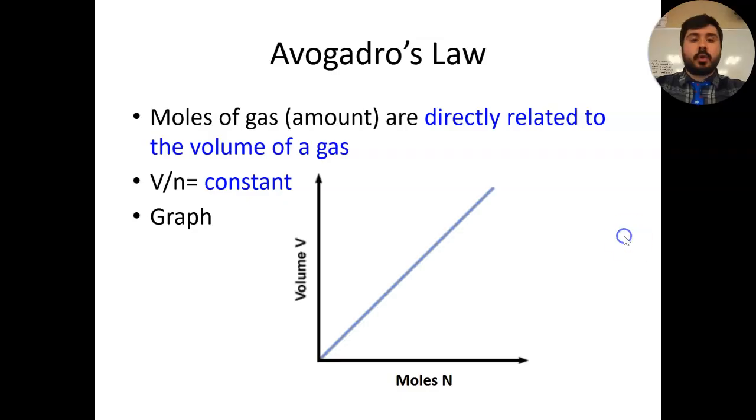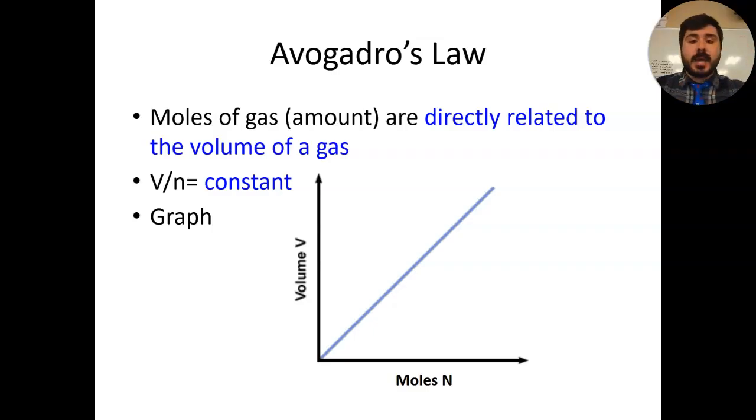So the graph ends up looking pretty much like this, where we've got volume on the y-axis, moles on the x-axis, and now we've got this nice 45-degree angle for our darkish bluish purple line right there. So that shows the relationship here. It is a direct relationship.